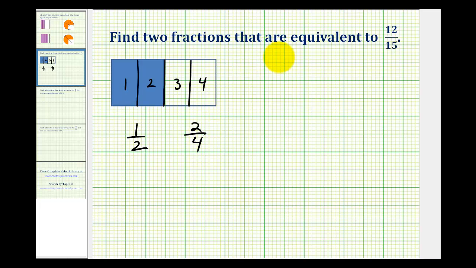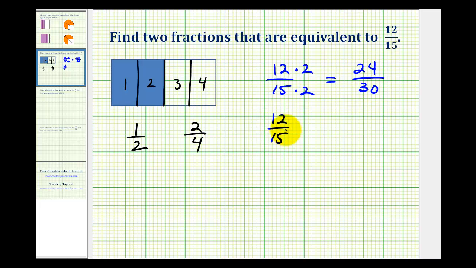So in general, if we want to find an equivalent fraction to a given fraction, we just need to multiply or divide the numerator and denominator by the same value. So for example, if we have 12/15ths, to find an equivalent fraction for 12/15ths, we could multiply the numerator and denominator by 2, which would give us 24/30ths. 24/30ths is equivalent to 12/15ths.